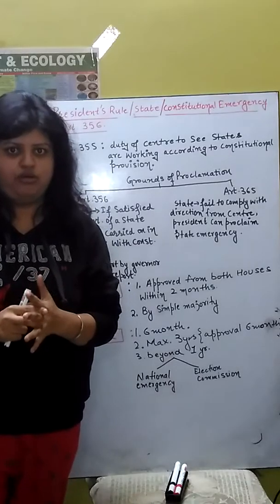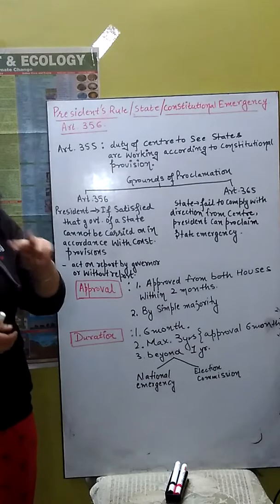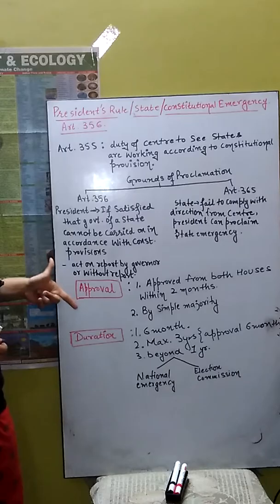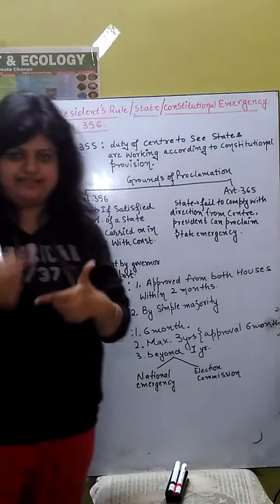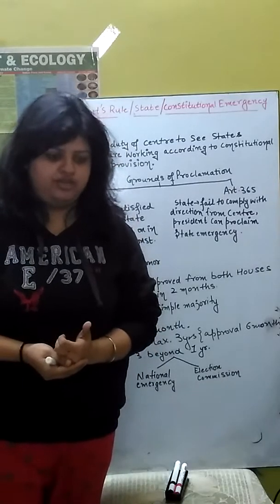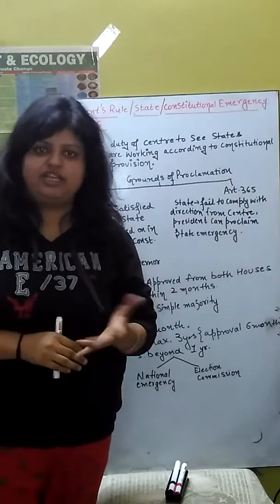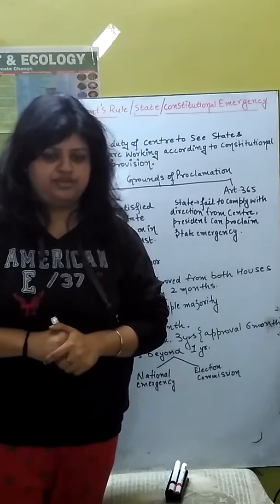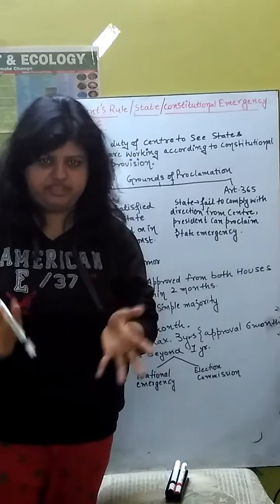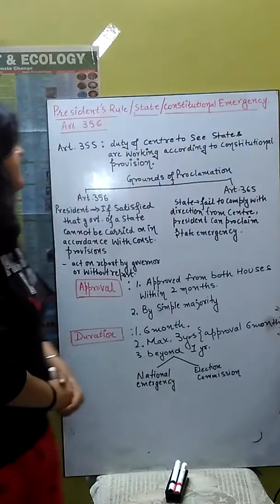In the first session of this class, we are going to take up two things. First is Article 355, grounds of proclamation, the approval and duration part. And in the next session, we are going to take up what are the consequences of President's rule. So this video is going to be around 7 to 8 minutes, and the next video is going to be 5 to 6 minutes. So it's a very short video, and it covers most of the information which is required to answer any MCQ question. So let's proceed.